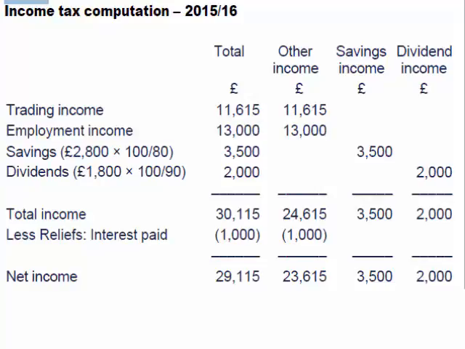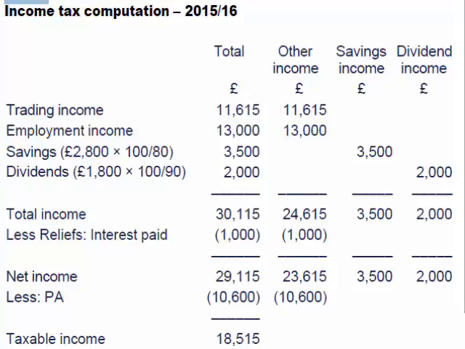We then deduct the personal allowance, which in this question is available in full because she is not a higher income individual. We deduct the personal allowance, like the relief, from other income, which is still sufficient to absorb it. We are now down to her taxable income, which is £18,515, of which £13,015 is other income, £3,500 is savings and £2,000 dividends.